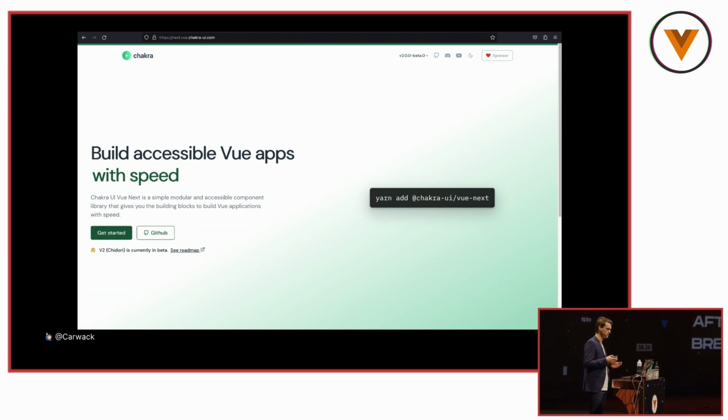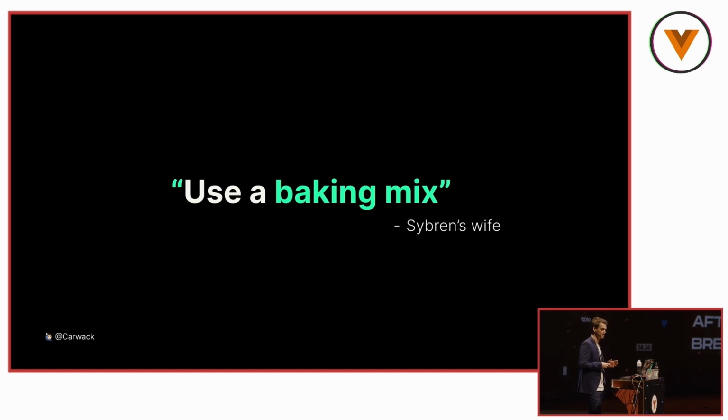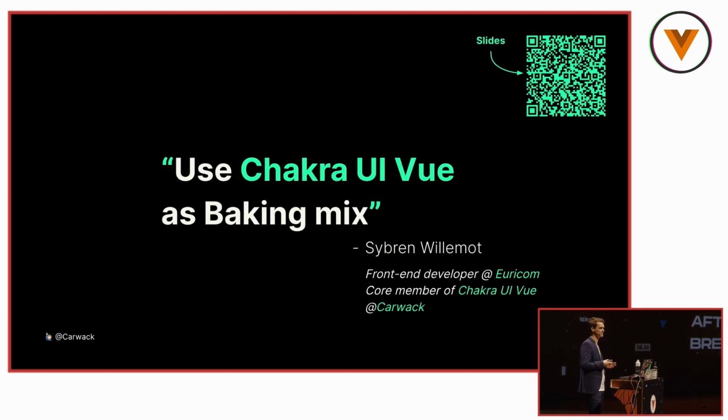And that brings me to the point of my talk, and that is, if you're making a cake, use a baking mix. And if you're making a design system, use Chakra UI Vue as baking mix.